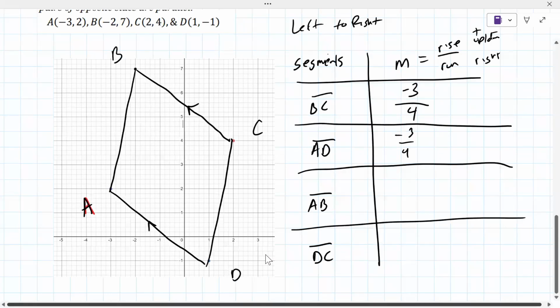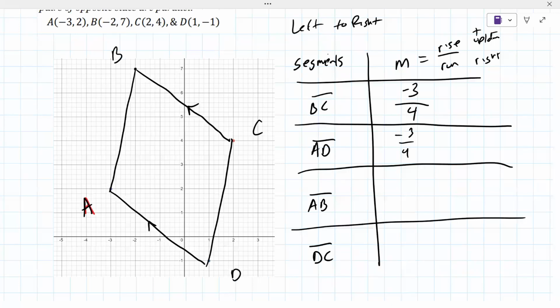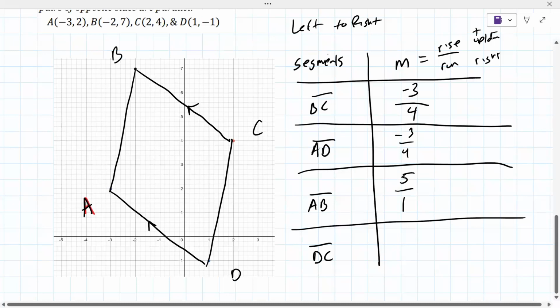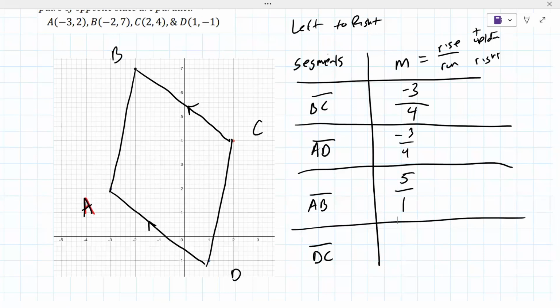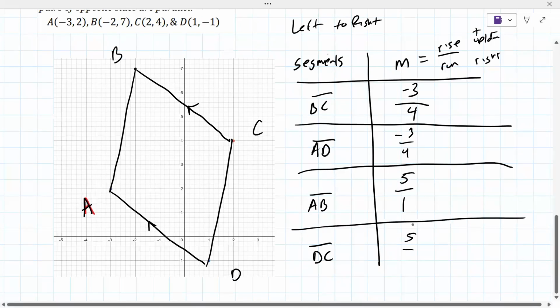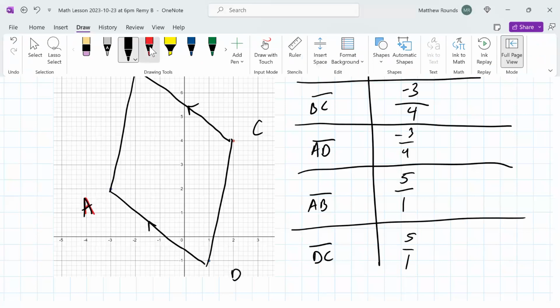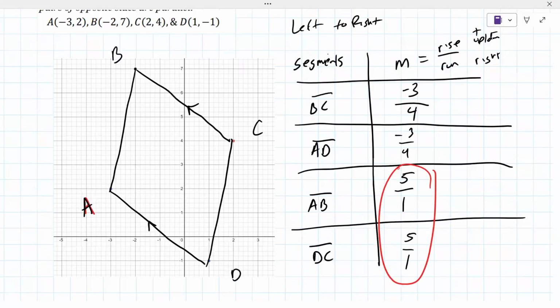Slope from A to B would be 5 and 1, or 5 over 1. Okay, yeah, good. And how then about from D to C? D to C would be the same thing, 5 and 1. 5 over 1. Good. So now because these match, that means they're parallel.